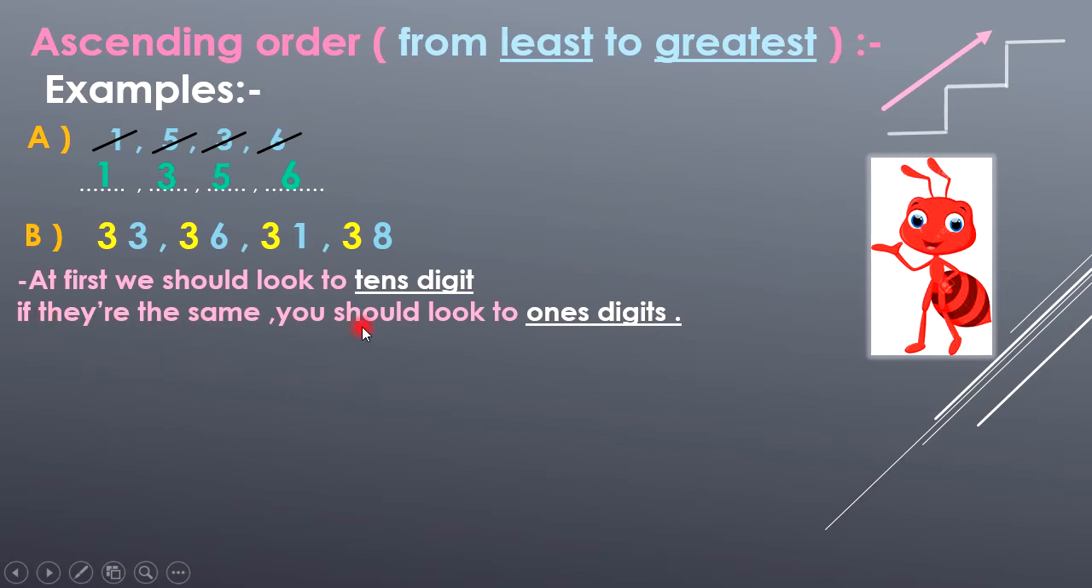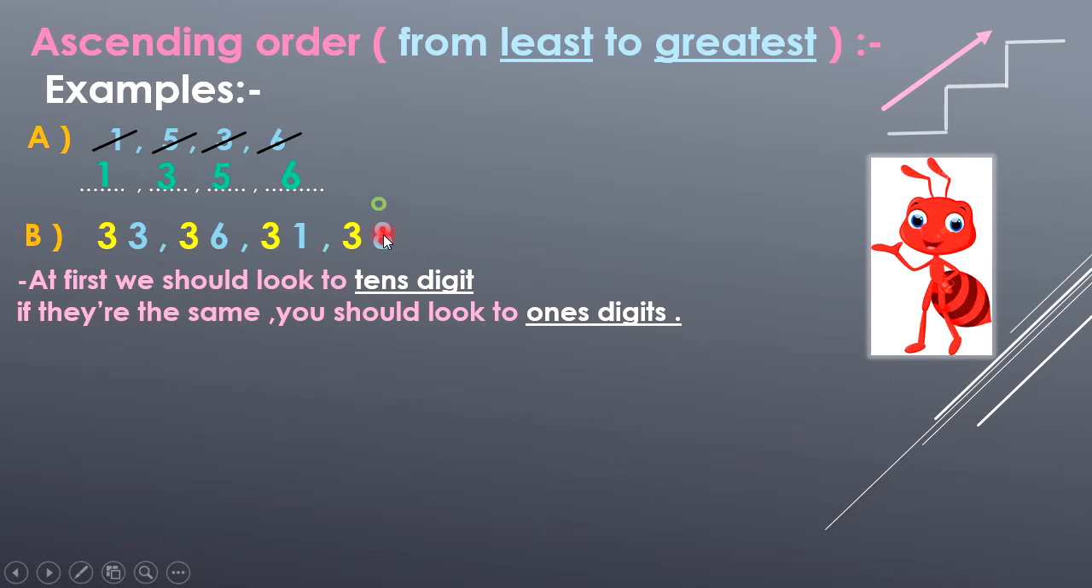If they are the same, you should look to what? Ones digit. At first, we should look to tens digit. If they are the same, you should look to ones digit. And we said that tens digit means the number in tens home.